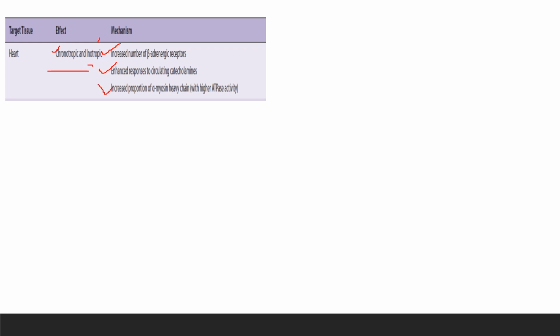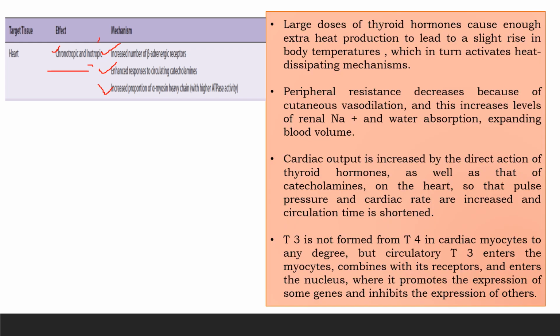It will produce all these effects by changing the cardiac output and the heart rate, and the change in cardiac output via thyroid hormone happens via two pathways. One is the direct and another is the indirect pathway. It is seen that a large dose of thyroid hormone causes extra heat production. That leads to a slight rise in body temperature and activates the heat dissipating mechanisms. These result in cutaneous vasodilatation and reduction in peripheral resistance, which cause increased renal sodium and water absorption and expand the blood volume. So this is the indirect mechanism by which the cardiac output is increased.